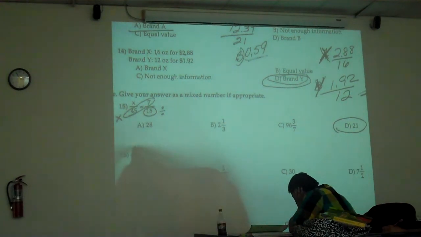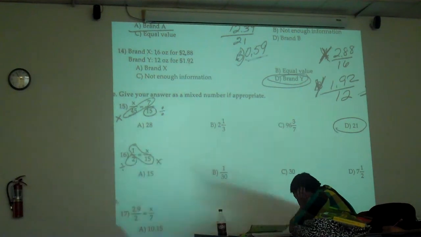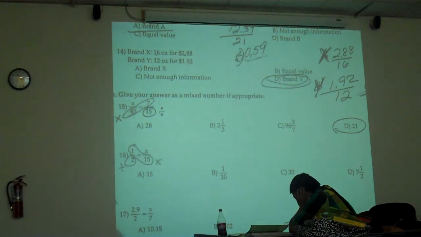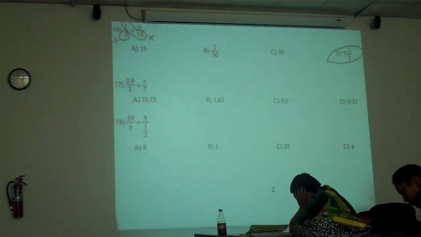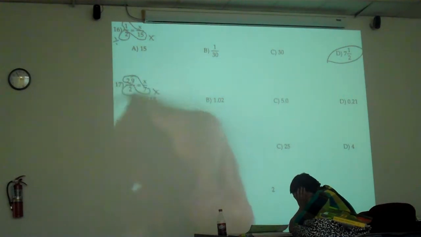And how about this one? This one doesn't come out even. 15 times 1 is 15, divided by 2 is 7.5, right? Is 7.5. Number 17, 2.9 times 7, divided by 2.